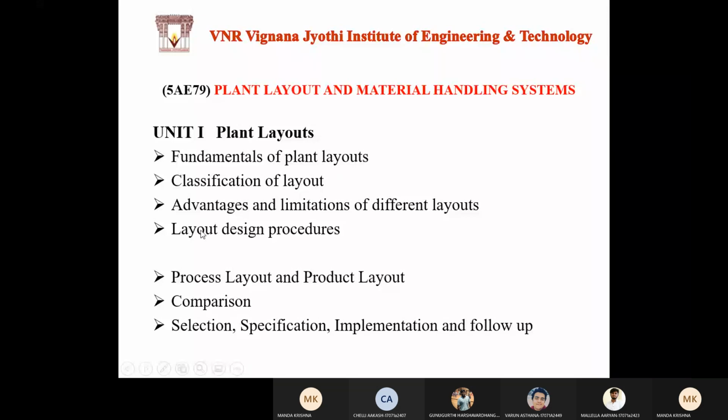We will see the layout design procedures. While discussing the process and product layout, we have seen the differences also. Next, we will see selection, specification, and implementation of plant layouts.